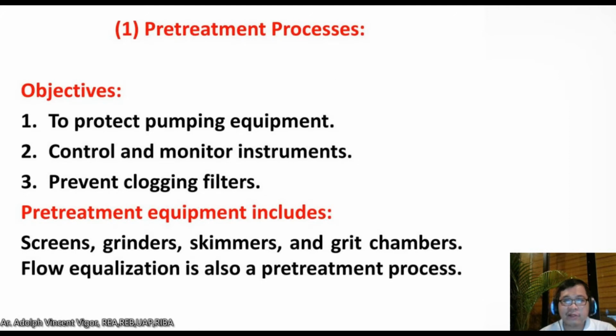So in the pre-treatment process, the objectives are: one, to protect pumping equipment; two, control and monitor instruments; number three, prevent clogging of filters. Then the pre-treatment equipment includes the screens, grinders, skimmers, and grit chambers. Flow equalization is also a pre-treatment process.